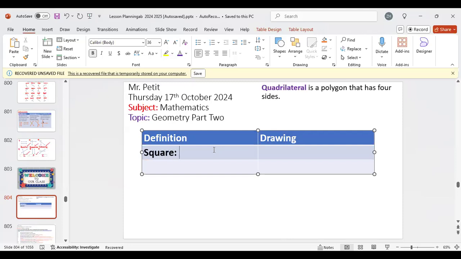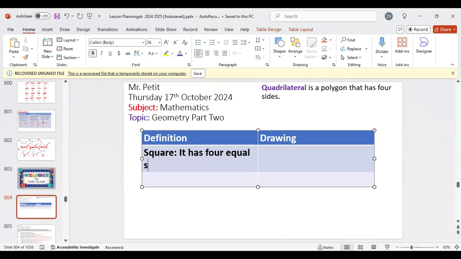Square. All right, so when we talk about the square, we can say it has what? In terms of its sides, we know that all sides are what? Equal. Yeah, so it has 4 equal sides. So all sides are equal.